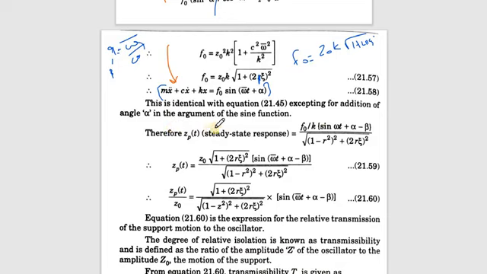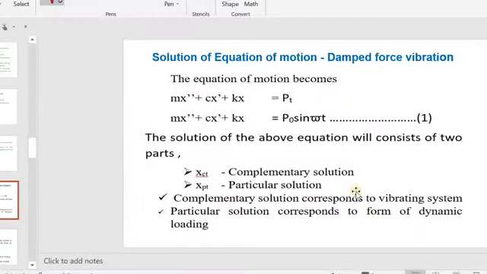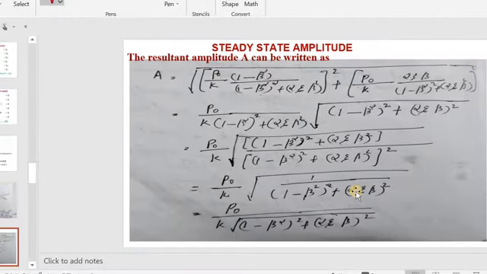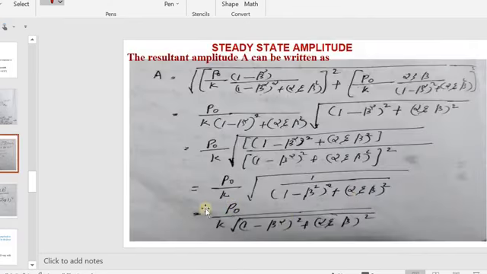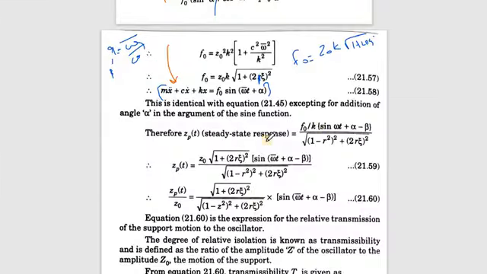Now, considering there are two stages for steady state response, I am just referring to that also, then you will have an idea. This is our amplitude which we are getting. The same thing we are writing here: p0 by k root of (1 minus beta square) plus (2 theta beta) square. Here the steady state response will be, instead of p0, f0 by k sine omega t plus alpha minus beta. So this beta will be the phase angle.